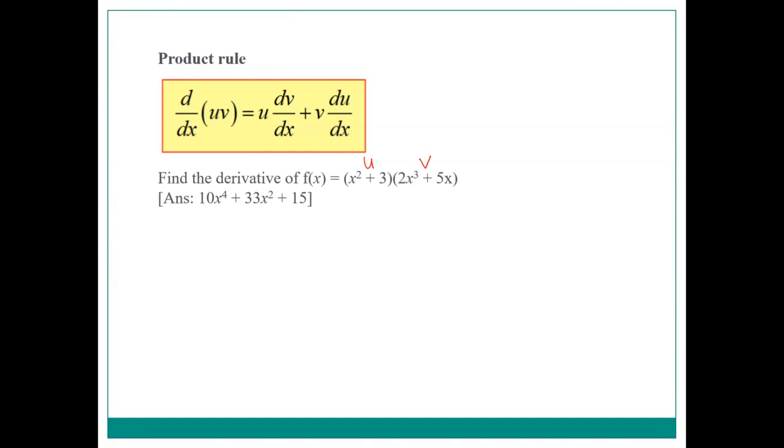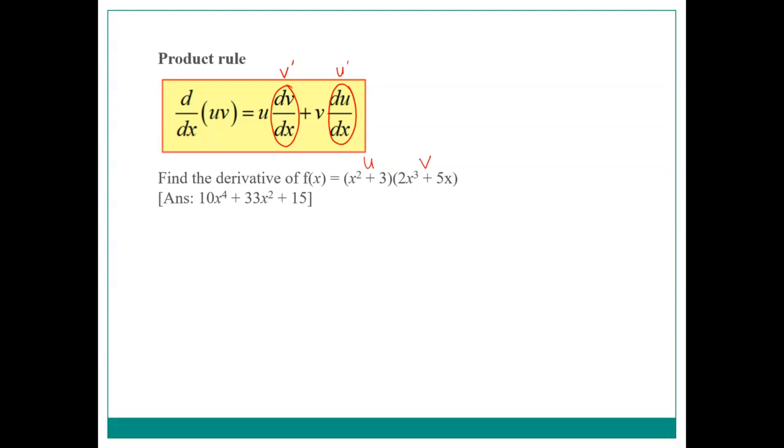So the product rule for differentiation: u dv/dx, where dv/dx you can write as v prime, and du/dx I can write as u prime. So it is u v prime plus v u prime.